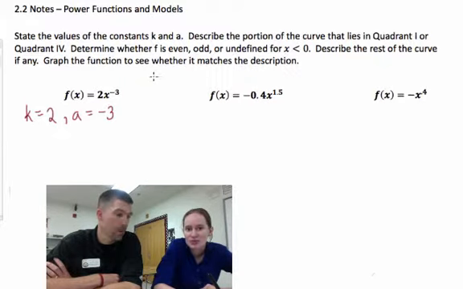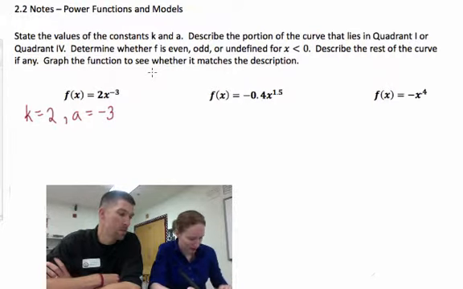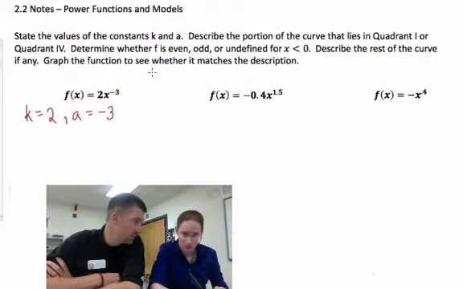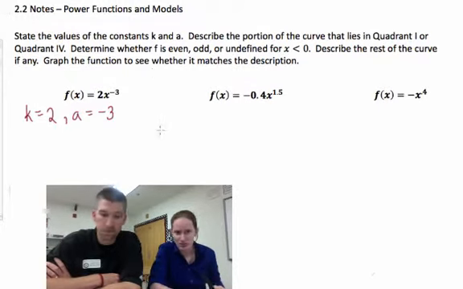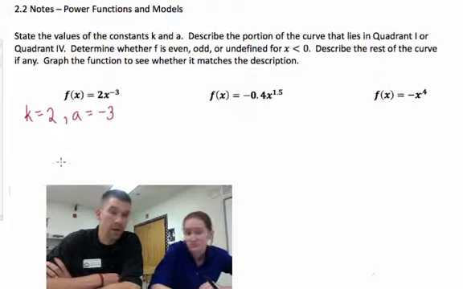Now, describe the portion of the curve that lies in quadrant 1 or quadrant 4. That has to do with the previous slide where we talked about those properties. If k is positive, then the graph lies in quadrant 1. So we know it's going to be in quadrant 1, and it wants us to describe the portion of the curve that lies in quadrant 1. Now we need to know about a, because that'll really help us figure that out.